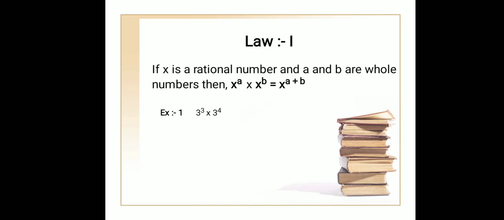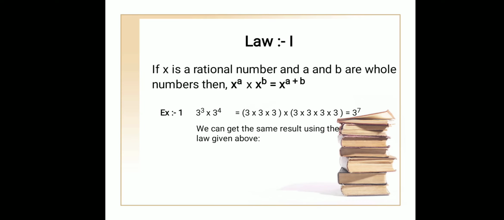Here is an example, 3 raised to the power of 3 multiplied by 3 raised to the power of 4. So here 3 is multiplied by itself 3 times, multiplied by 3 raised to the power of 4. That means 3 is multiplied by itself 4 times, which is 3 into 3 into 3 into 3 into 3 into 3 into 3. That is 3 raised to the power of 7.